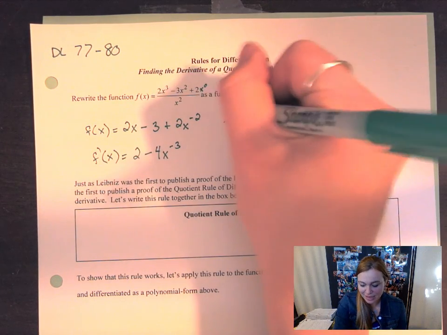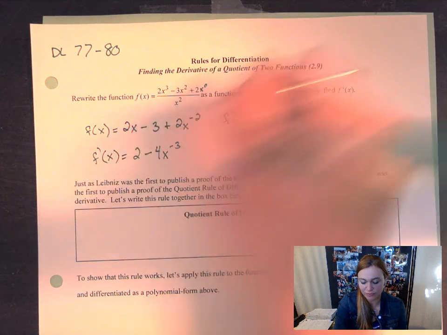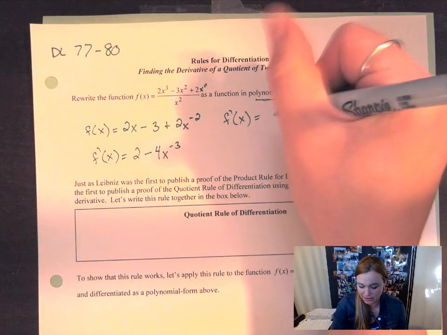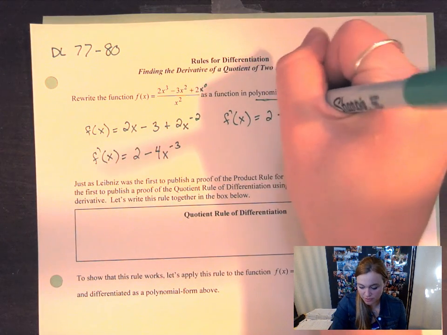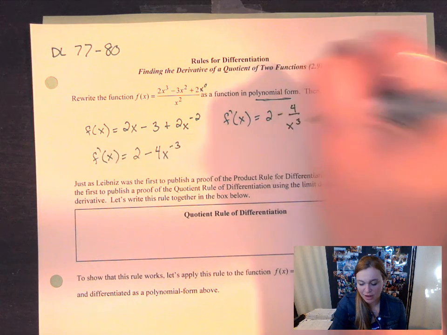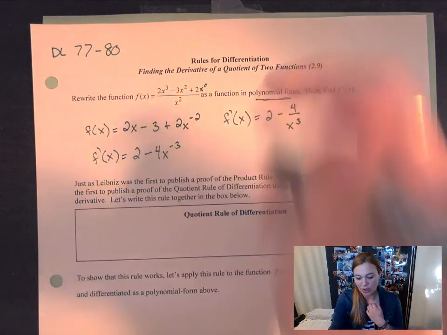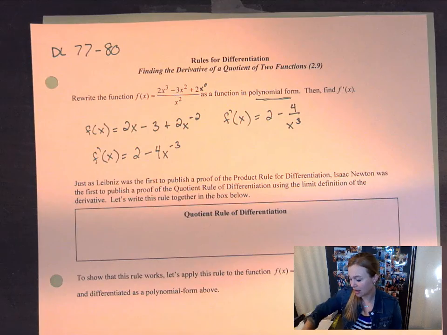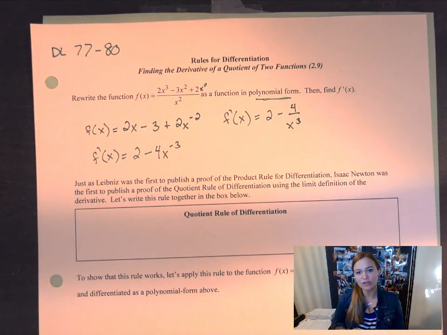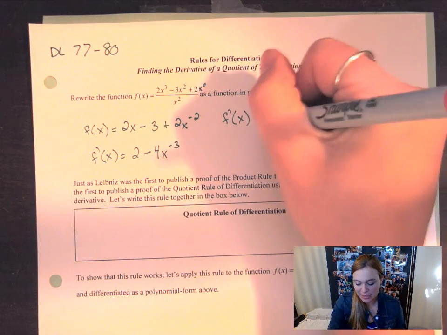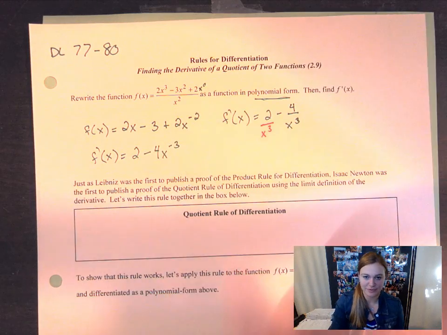I'm going to rewrite this. This is the derivative right here, but I'm just going to rewrite it to make it a little bit nicer. So I have 2 minus 4 over x to the third power. And then I'm going to do one more thing so I can get this to have a common denominator. And normally you wouldn't have to do this, but I'm doing it right now just because I want to, well, I've got a plan down here.